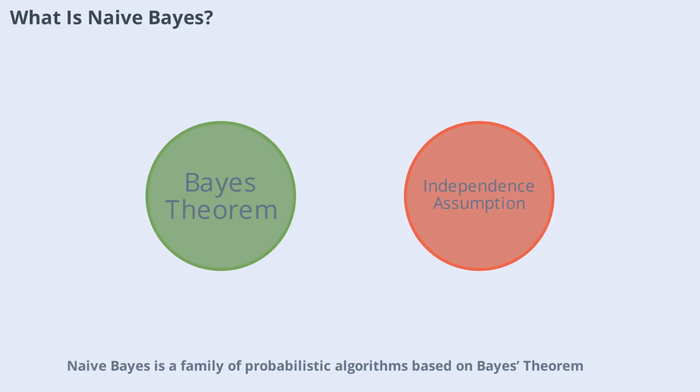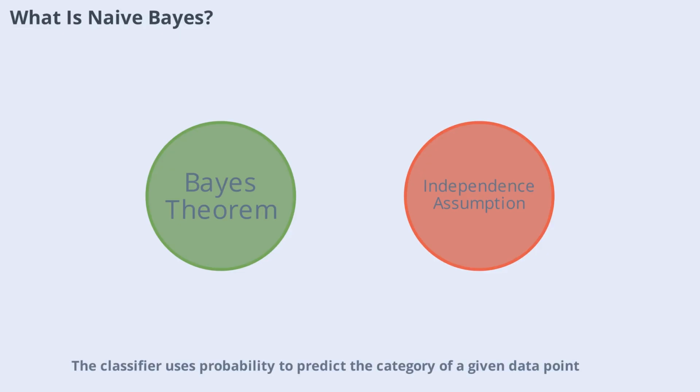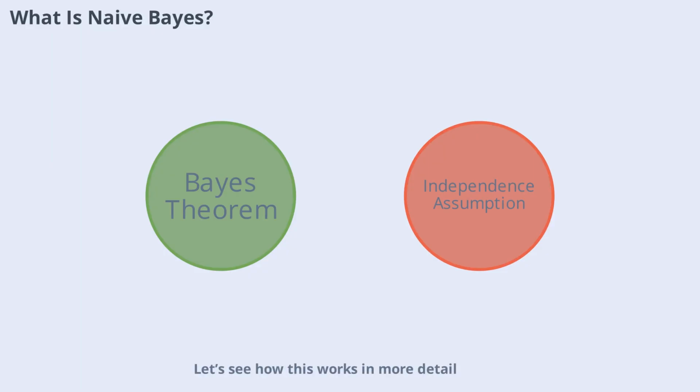Naive Bayes is a family of probabilistic algorithms based on Bayes' theorem. The term naive comes from the assumption that all features in the data are independent of each other, which is rarely true in real life. But surprisingly, the simplification often works well in practice. The classifier uses probability to predict the category of a given data point, making it especially useful for classification problems. Let's see how this works in more detail.